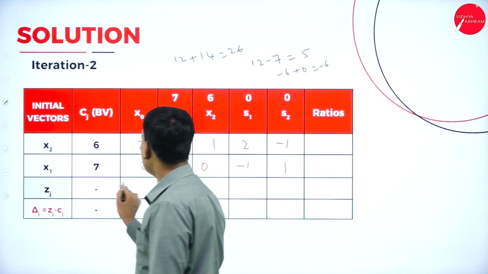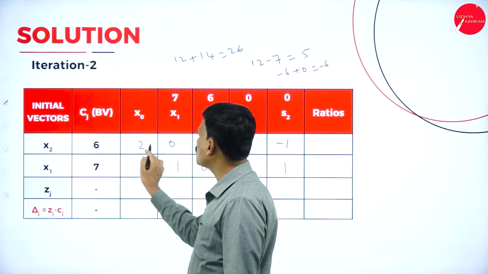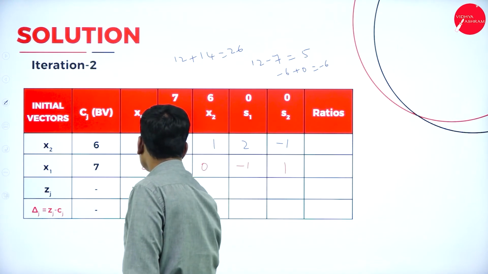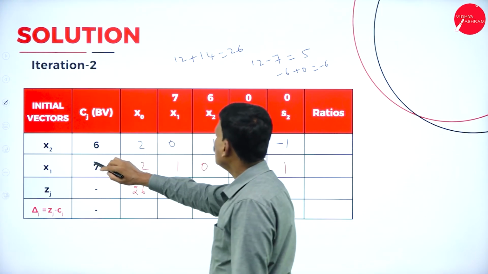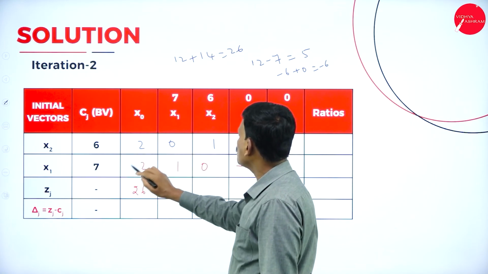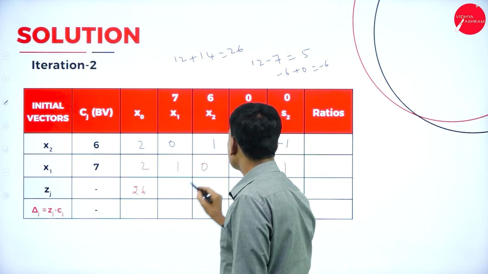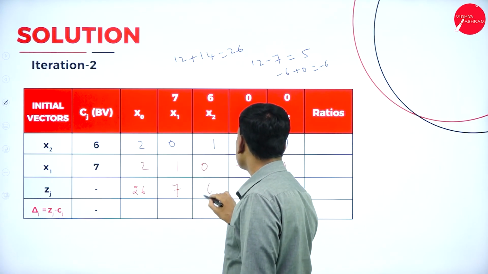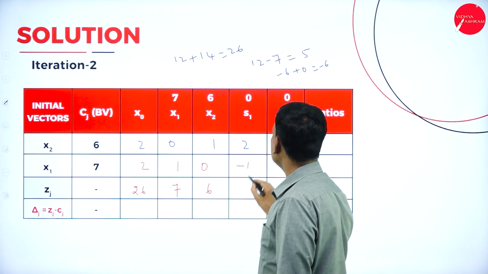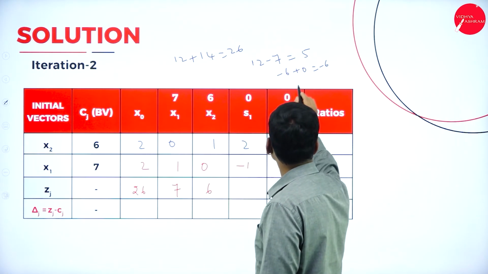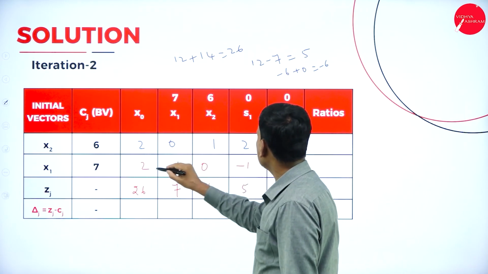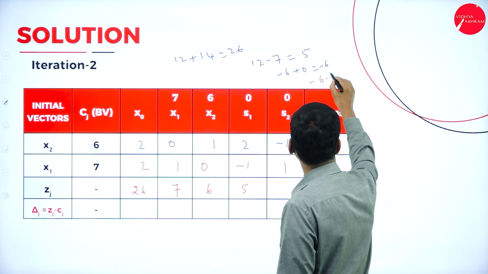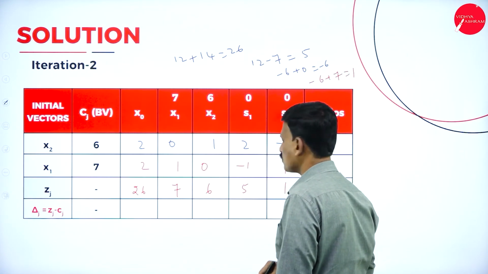Now just find out the value of delta j. Just multiply these two. 6 into 2 is 12 plus 7 into 2 is 14, that is equal to 26. Again, 6 into 0 is 0 plus 7 into 1, this is 7. Again 6 into 1 is 6 plus 0, it is 6. Again 6 into 2 is 12 minus 7, it is 5. Again 6 into minus 1 is minus 6, plus 7 into 1 is 7, minus 6 plus 7 is equal to plus 1. Okay.